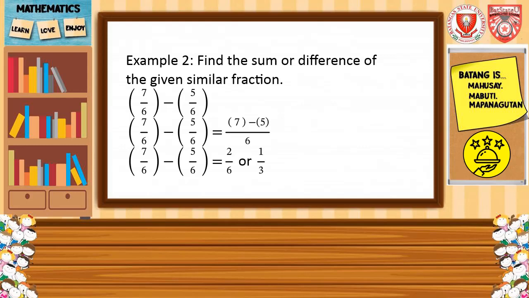Example number 2. Find the sum or difference of the given similar fractions. 7 over 6 minus 5 over 6 is equal to 7 minus 5 over 6. Then 7 minus 5 is equal to 2, over, copy the denominator 6. Then the simplest form of 2 over 6 is equal to 1/3.